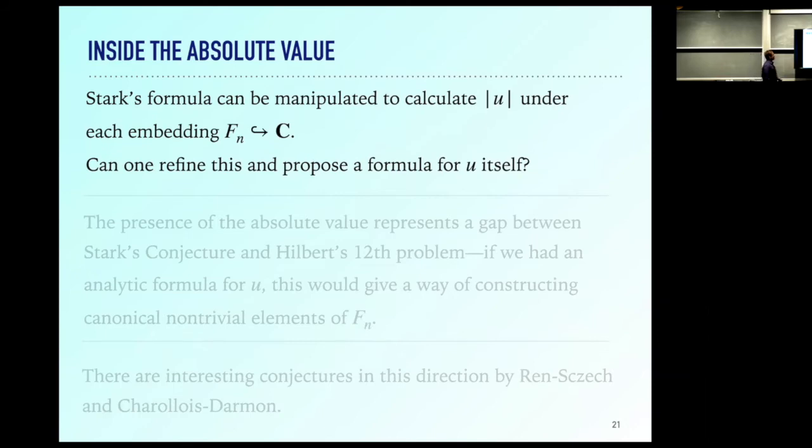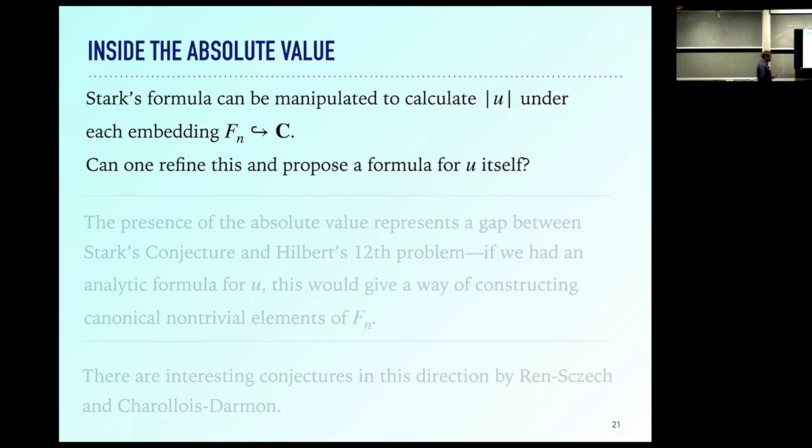I got interested in this because I was trying to do computations in a cubic case that hadn't been done before. And I got frustrated because I only had a formula for the absolute value of U, and I couldn't figure out how I was supposed to find U if I only know its absolute value. If I give you a complex number and tell you its absolute value, how are you going to find the number? So I proposed this as a question in my senior thesis: can one propose a formula for U itself?